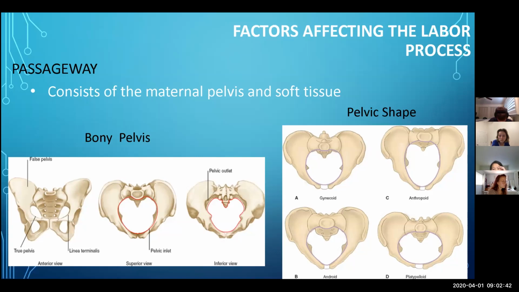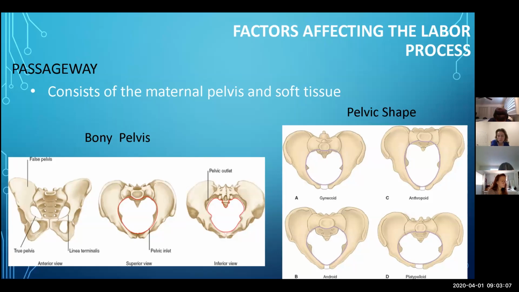Your anthropoid pelvis, which was our runner-up for vaginal birth, remember, it's the most common pelvis in men and non-Caucasian women. It occurs in about 25% of women, and its inlet is oval and the sacrum is long. So again, it's favorable for vaginal birth, but probably not as favorable as that gynecoid.